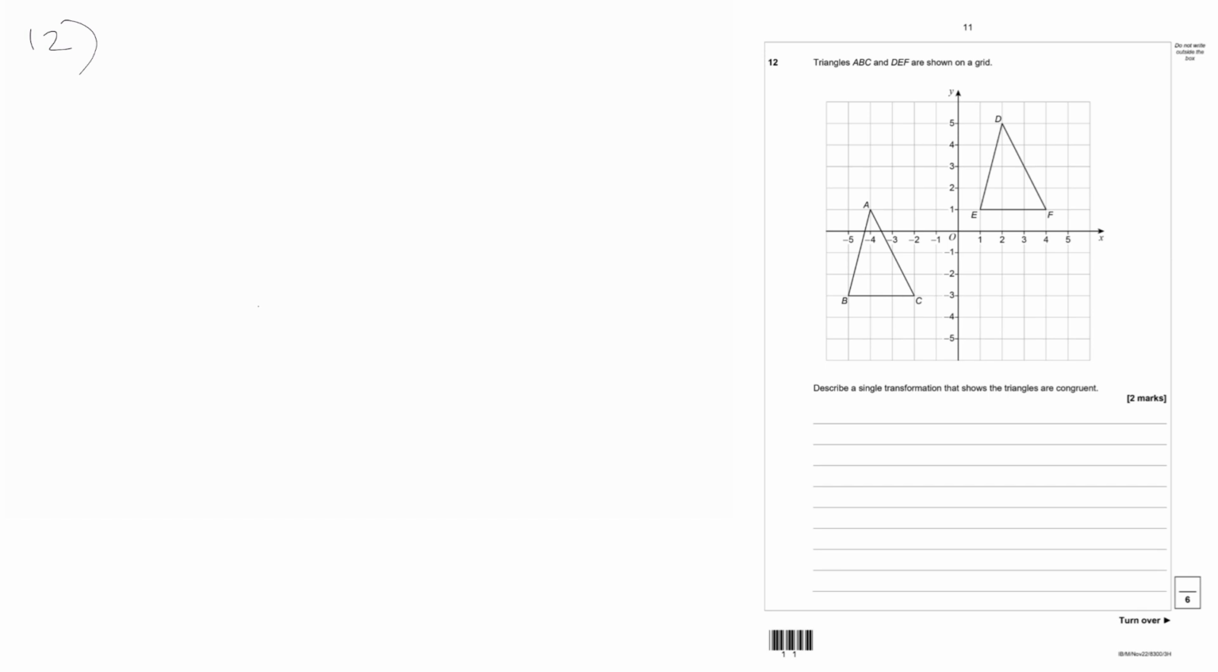So what do I mean by this? Well, let's take A and D. These are the tips of each triangle. Now, if I want to go from A to D, then you can see in the x direction, I need to go from an x coordinate of -4 to an x coordinate of 2. So this is going to be a translation, because we're just moving it, we're not resizing it or rotating it.